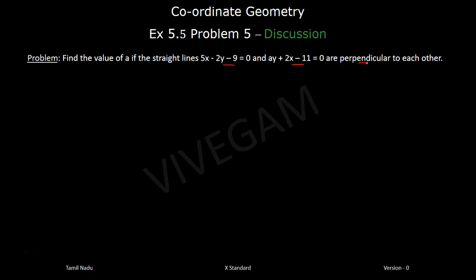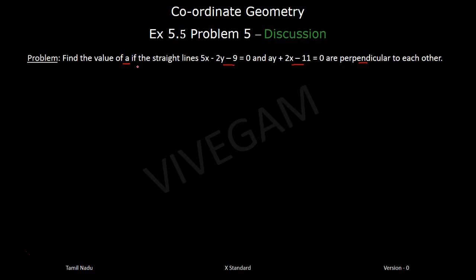So what is the condition for lines to be perpendicular? The product of their slopes will be equal to minus 1. So all we need to do here is find the slope of the first line, find the slope of the second line, multiply them and see whether it is equal to minus 1. Oh, okay, I'm sorry, I'm missing the point here. They have asked us to find the value of A if the lines are perpendicular. So find the slope of this and find the slope of this, multiply them, equate it to minus 1. You will get an equation in A, solve it and get the value of A.